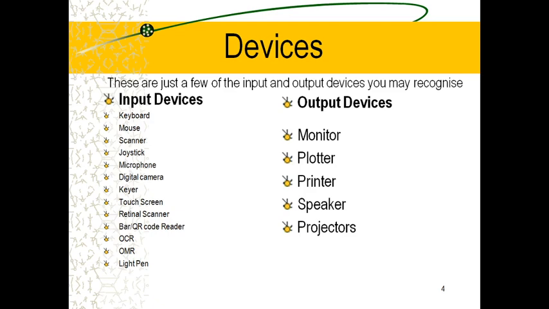Okay, so next one, input devices and output devices. On the left side I have given input devices, on the right side output devices. Keyboard, mouse, scanner, joystick, microphone, digital camera, touchscreen, retinal scanner, barcode or QR code reader, OCR, OMR, light pen. These all come under input devices. And next one is output devices: monitor, plotter, printer, speaker, projectors, multimedia projectors. These all come under output devices. Next we are going to see them one by one, from input devices as well as output devices.